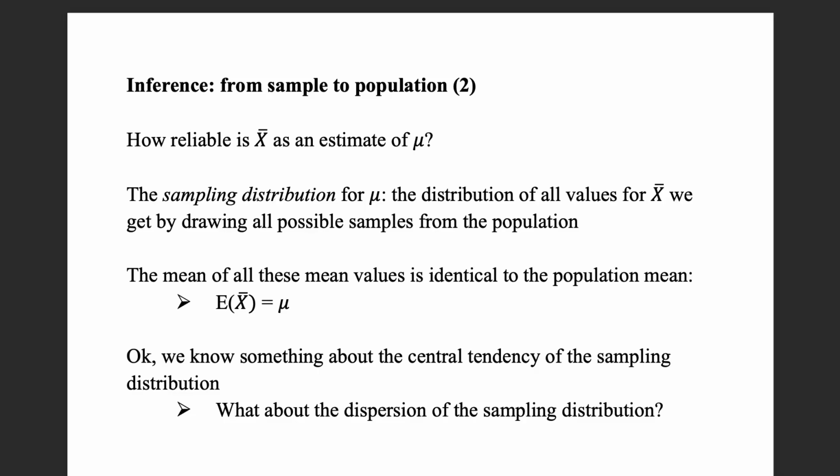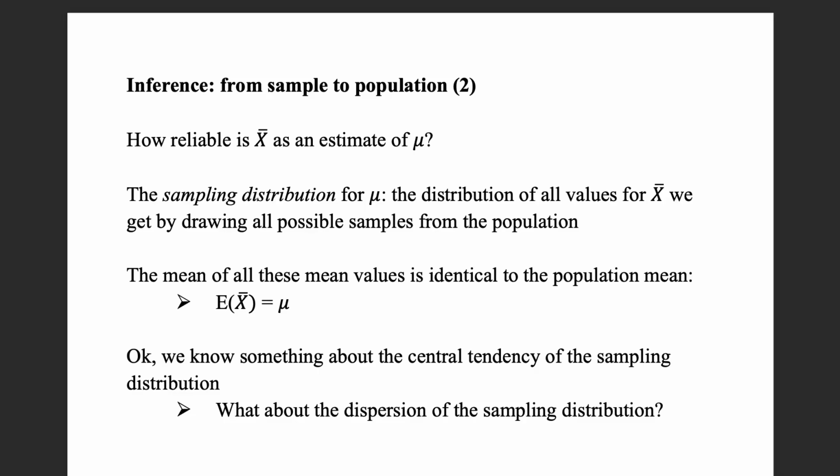Of course, that doesn't mean that each sample is necessarily going to be a great reflection of the population mean. We also have to worry about how far removed these individual sample means are from that population mean, mu, on average. In other words, we also want to know about the dispersion of our sampling distribution. How much variability is there in the individual samples relative to the population mean?